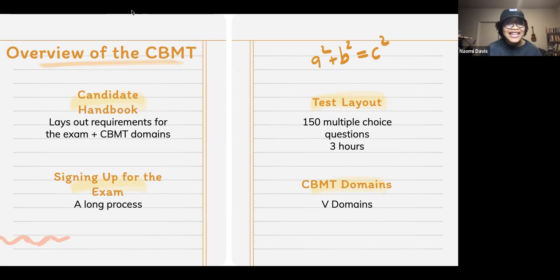One of the first things that I recommend that all folks getting ready to take the exam or start preparing for the exam should take a look at is the candidate handbook. And I'm going to drop a link to that in the chat. If you'll give me just a second here.